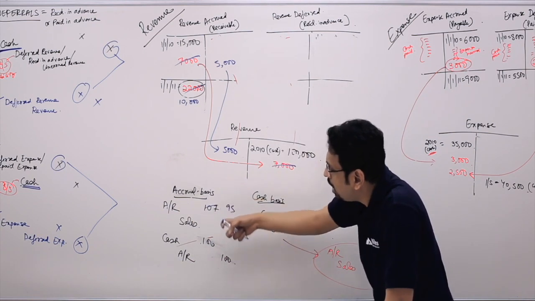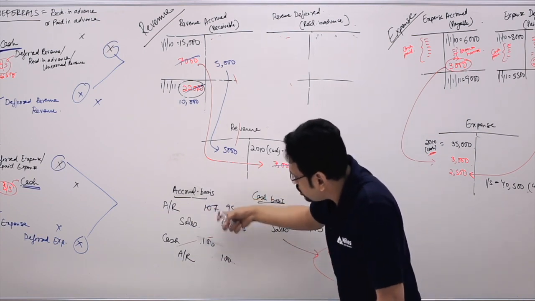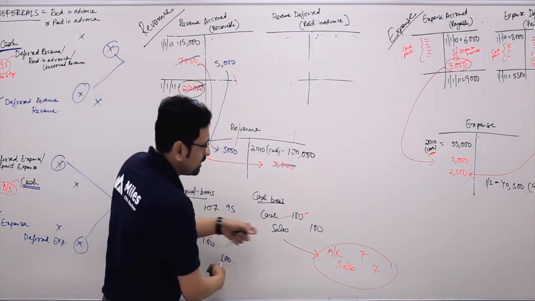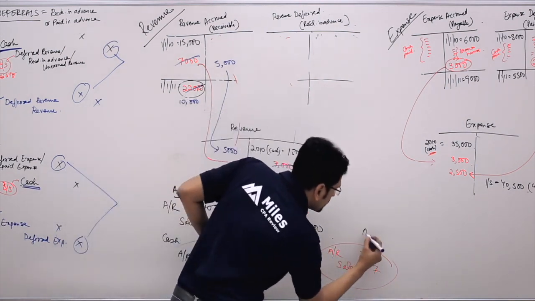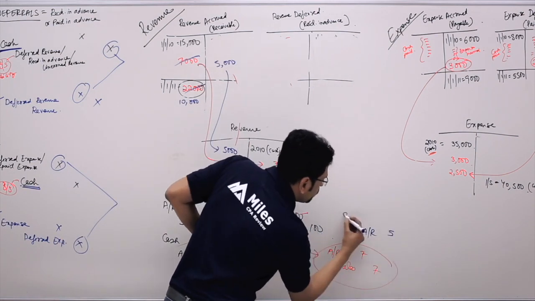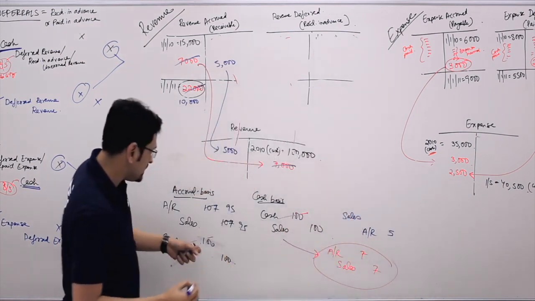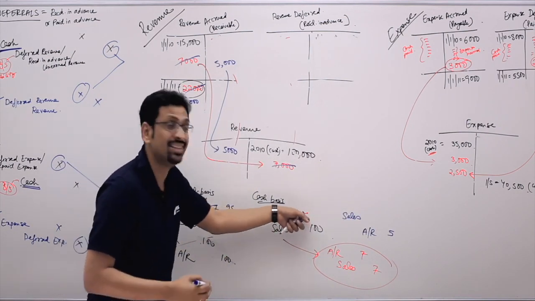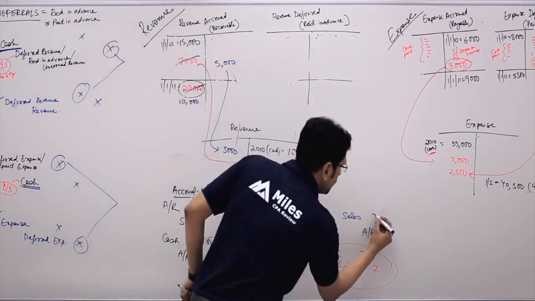Basically there should have been a net credit of 5, there is no credit here. So we'll create a journal entry where we'll credit accounts receivable 5, debit sales. Sales should have been 95, has been done 100. So we have to reduce sales. Sales has been overstated, reduce it by 5.